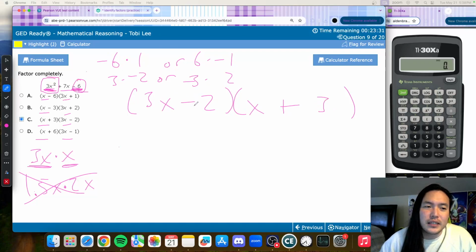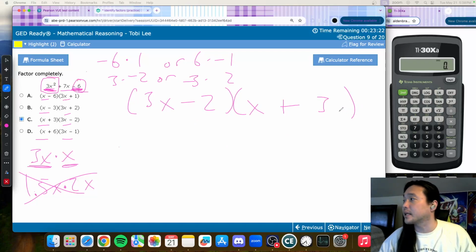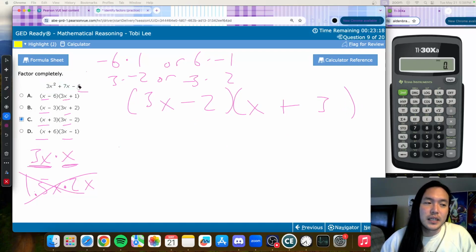So you have to try negative 6 and 1. You have to try 6 and negative 1. You have to try 3 and negative 2. And then you have to try negative 2 and 3. And then you have to try negative 3 and 2. And 2 and negative 3. And you just have to try all of them until the middle term matches up, right? And here hopefully you can tell that the middle term matches up.